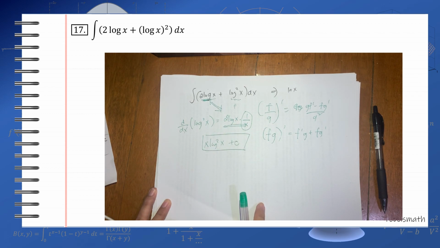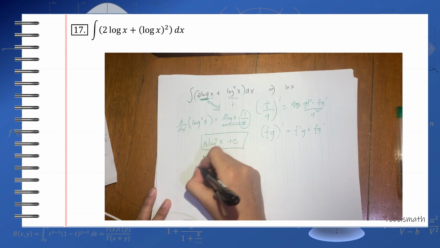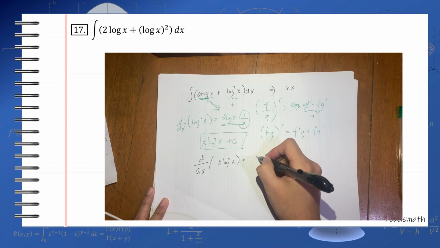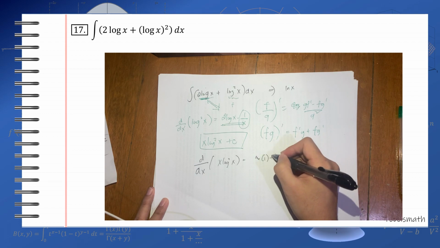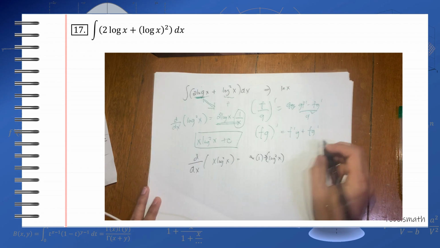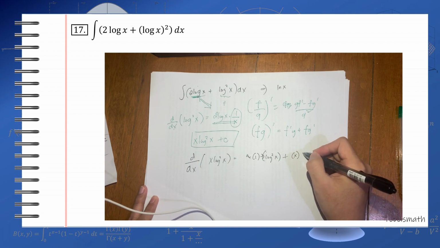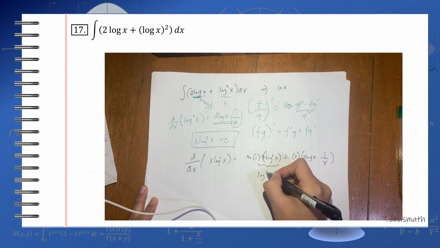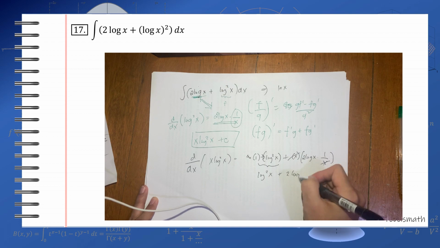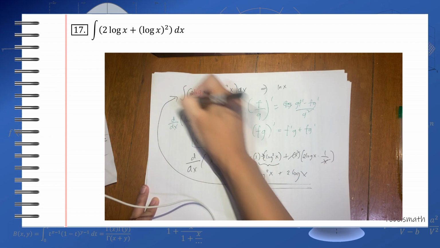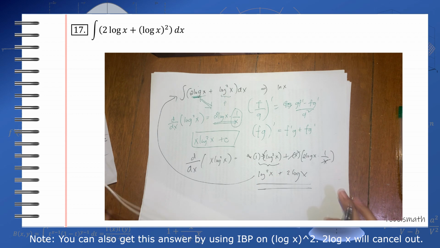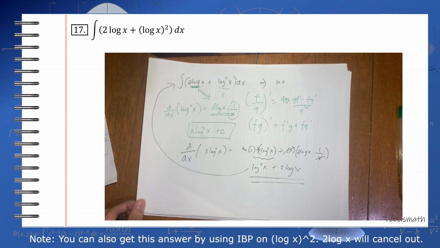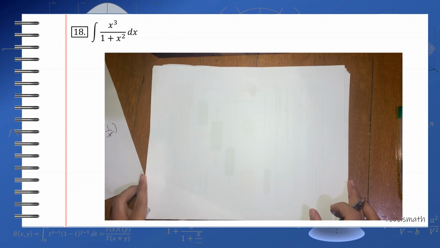Actually, that's the answer. Let's just check if that's really the answer. The derivative of x log squared x is equal to the derivative of the first, which is 1, times log squared x, plus the first times the derivative of the second, 2 log x times 1 over x. This is log squared x. This is 2 log x, which is the integrand. Yay! Next, number 18, the last one for this video.